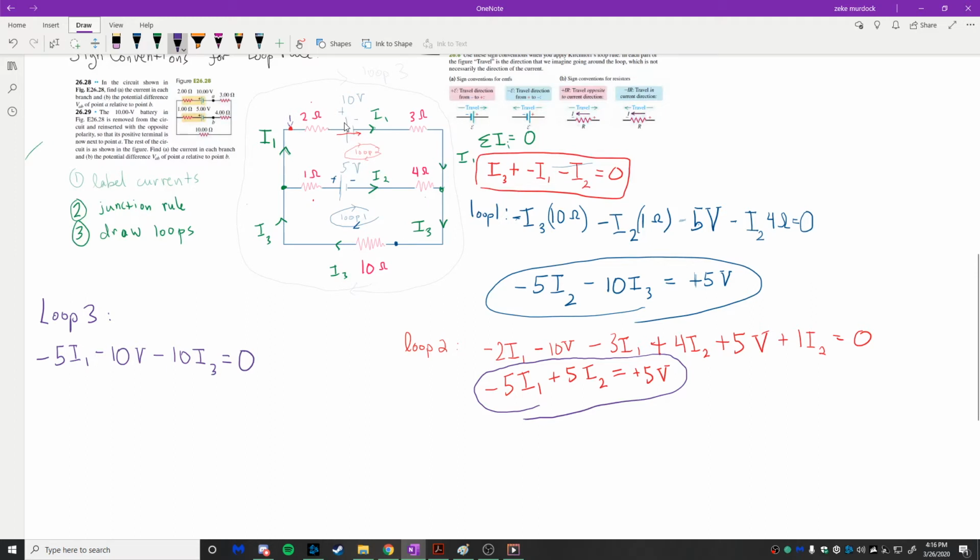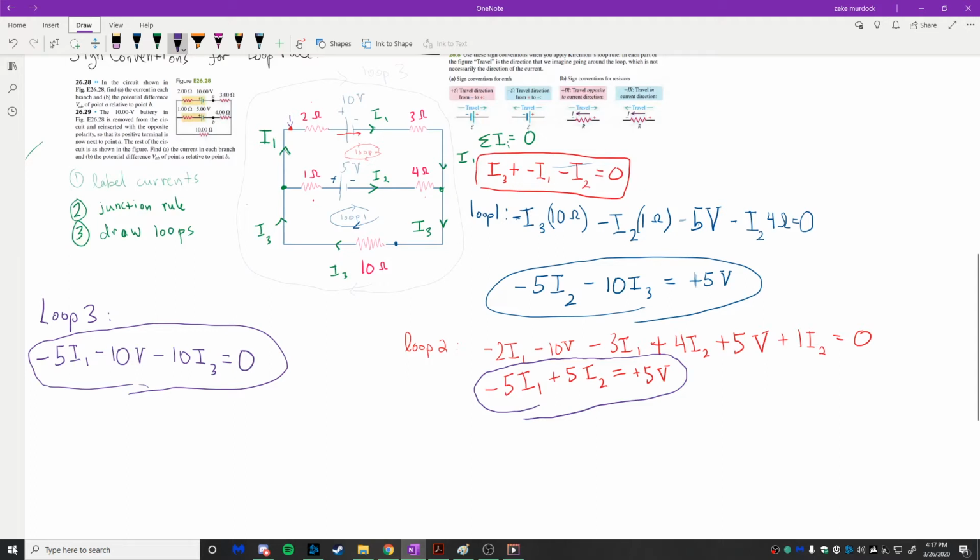Were other people able to get this one too? So, I want to make sure of something here. This is 5 minus 10, which is negative 5. We added it to the right side. Yeah, this one was negative 5 because loop 1 was here, negative, and it became positive on that side.